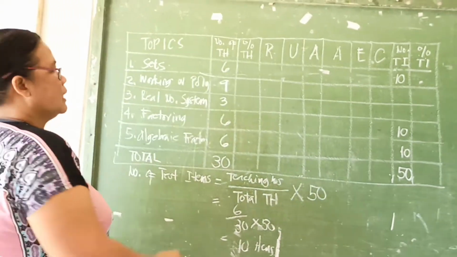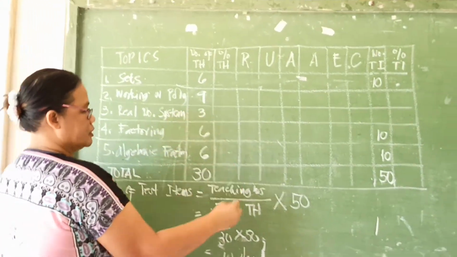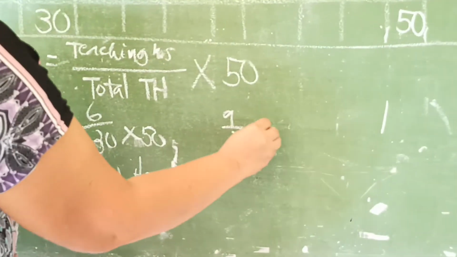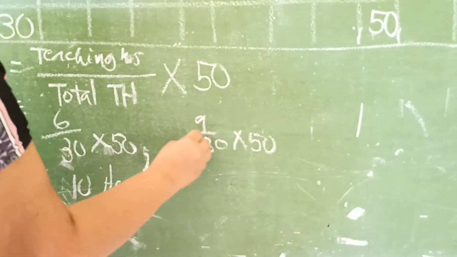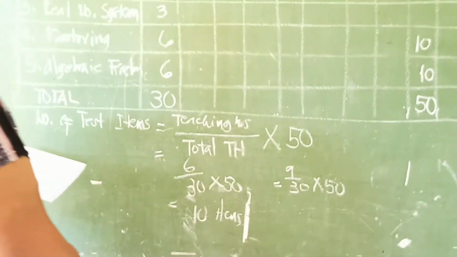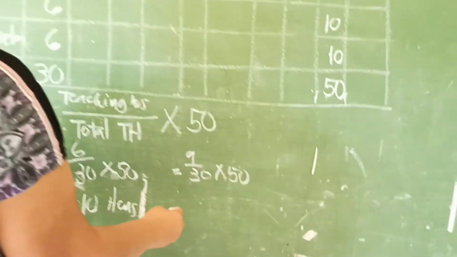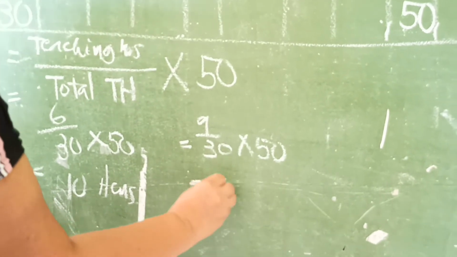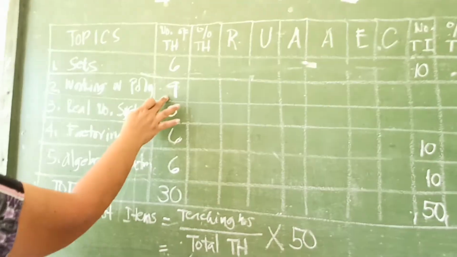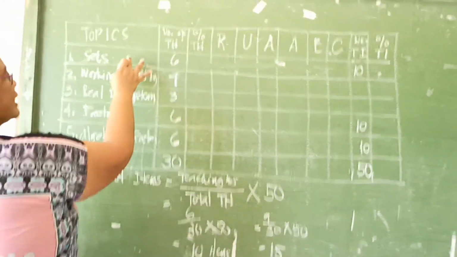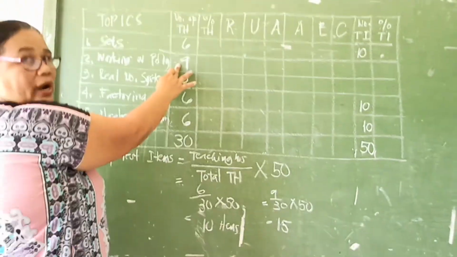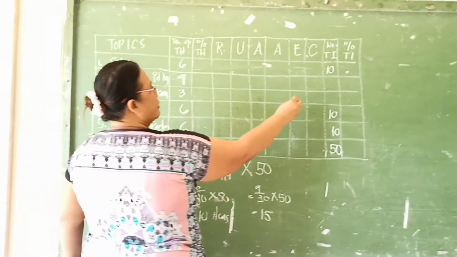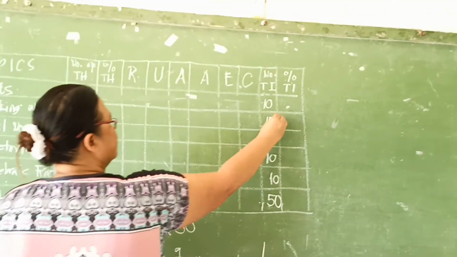After that, you move to 9. So, substitute 9 divided by 30 times 50. So, 9 divided by 30 is equal to 15. So that means the greater the number of teaching hours you spent in discussing the topic, the more items you should include in your test. So you have there 15.